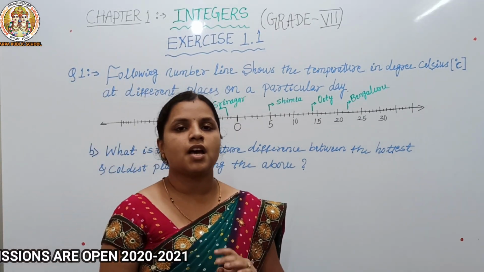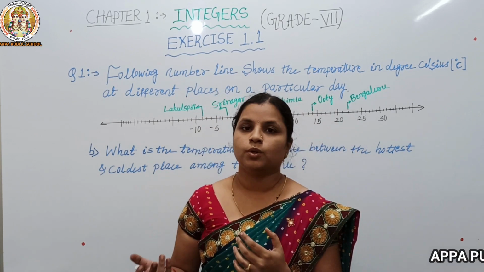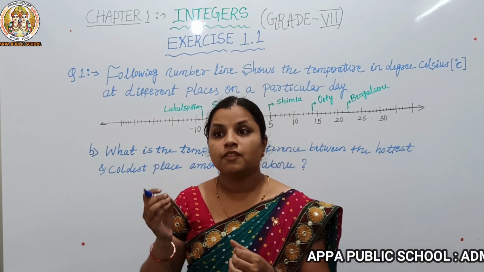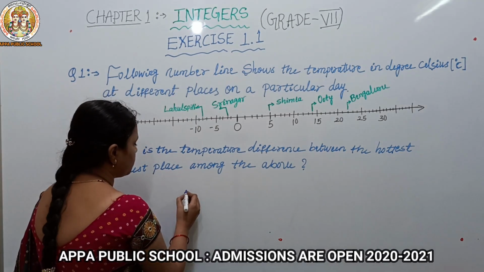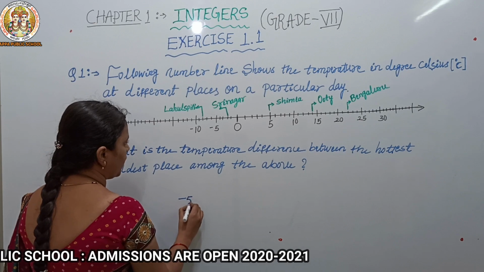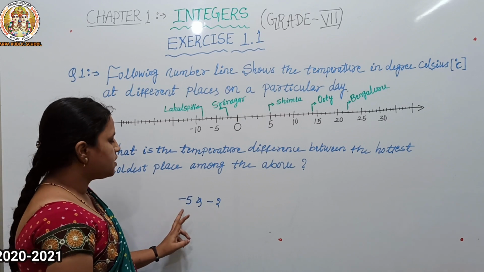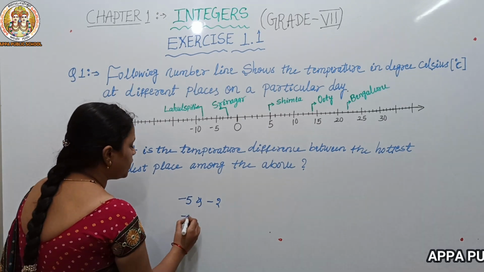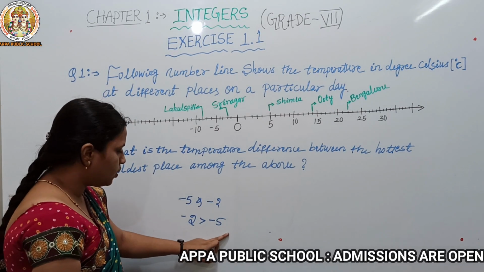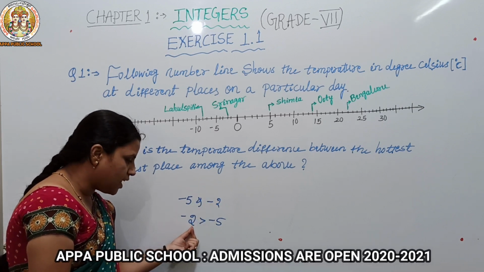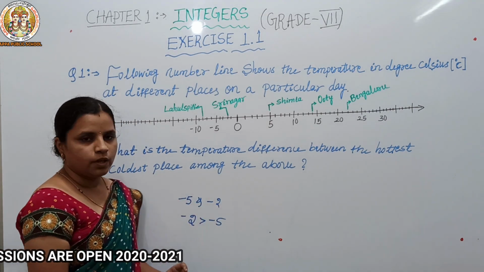the place which has the lowest temperature is the coldest. Lowest temperature means it should be in the negative. In the negatives also we consider the highest number. In a negative integer, the highest number is the least. For example, we have here -5 and -2. I am considering these two. In this, which is the least and which is the highest? Here, -2 is greater than -5. Whenever there is a negative sign, the number which is less in magnitude becomes the greater. This is applicable only for negative integers.